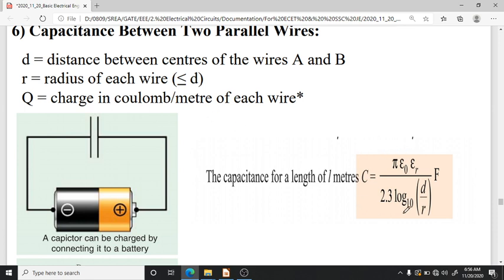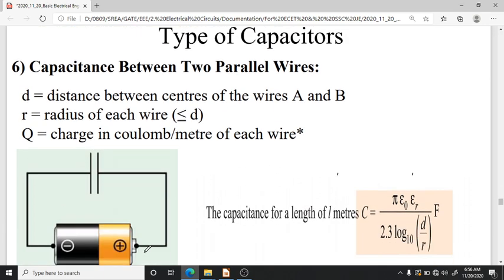The capacitance equation is this. A capacitor can be charged by connecting it to a battery. Suppose the two conductors are connected to the battery, then the capacitance formula is pi times permittivity divided by 2.3 times the logarithm of d by r. D is the distance between the centers of A and B. This is A, this is B.